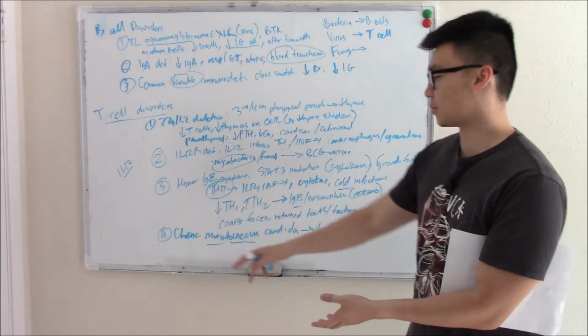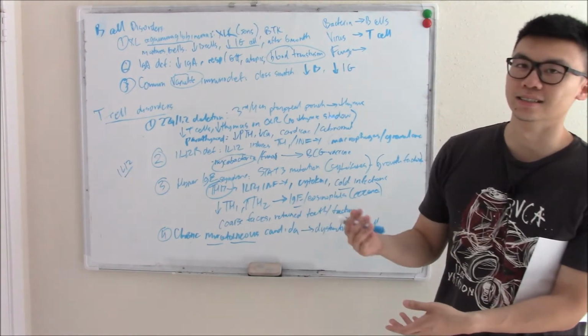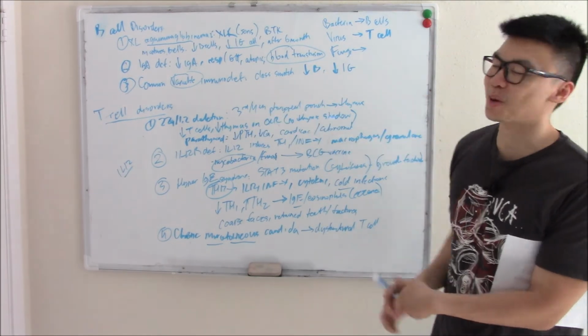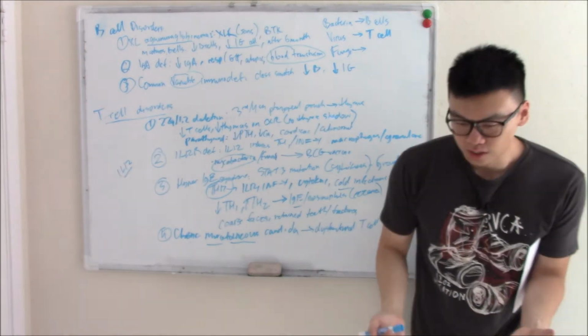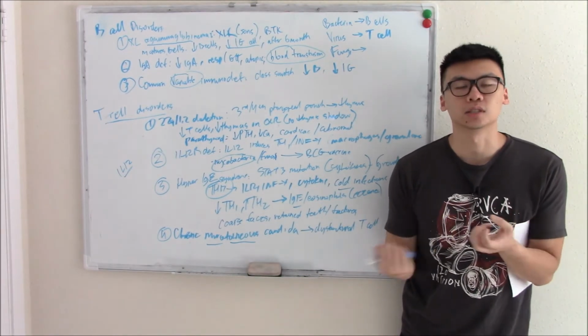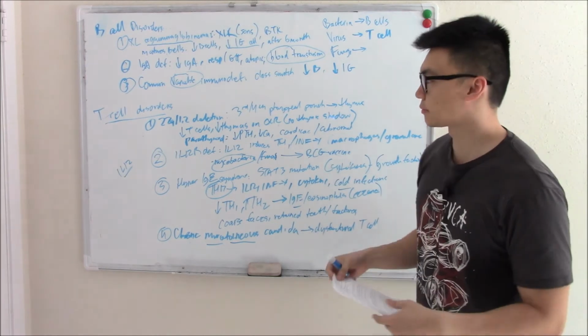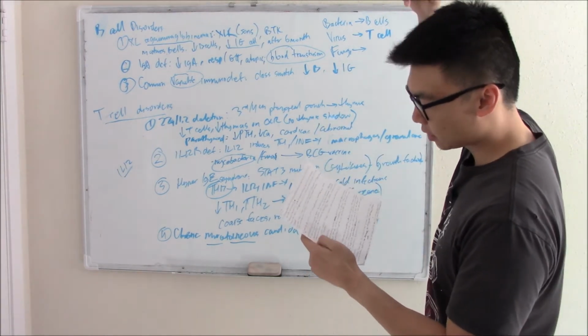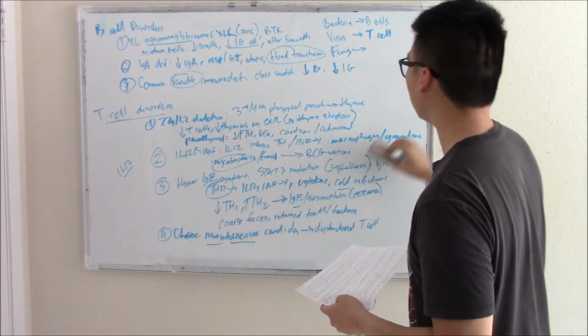What do you think it is? It's going to be chronic mucocutaneous candida, right? Just looking at the answer choice, you should be able to get that one right. And if you mix candida with T cells from this patient, there will be no reaction. T cells are dysfunctional. That's B cell disorders. T cell disorders, let's talk about combined B and T cells.